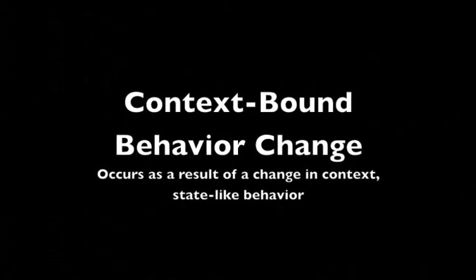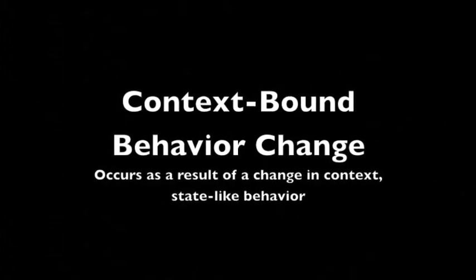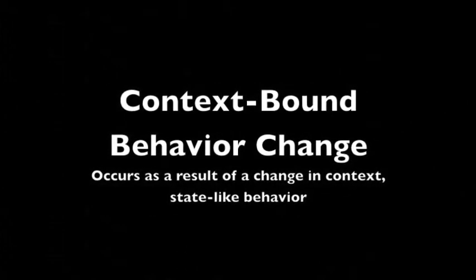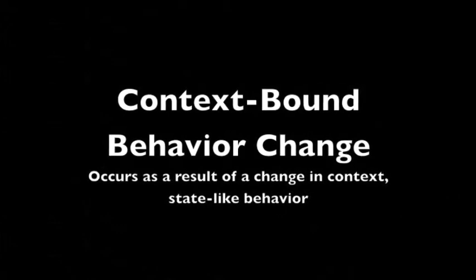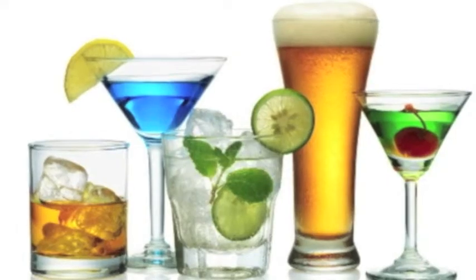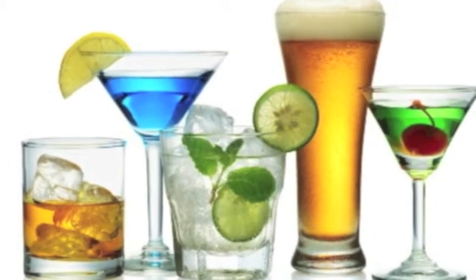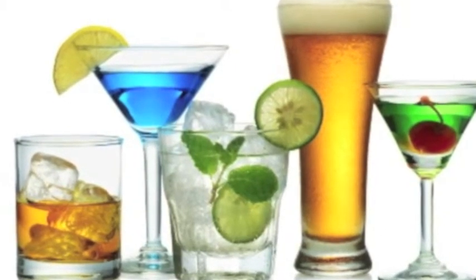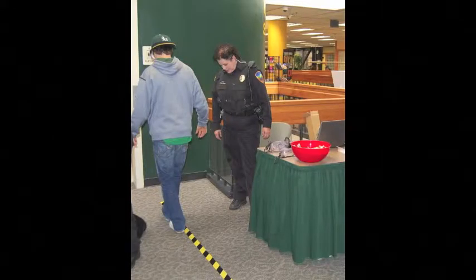So context-bound behavior change is that which occurs as a result of a change in the context. It's referring to a change in your state. So for example, if humans drink several alcoholic beverages, they'll probably exhibit impaired motor skills. In this case, the context is being under the influence of alcohol, and the behavior change is the impaired motor skills. And we don't expect this change to last forever, only as long as the context is in operation.